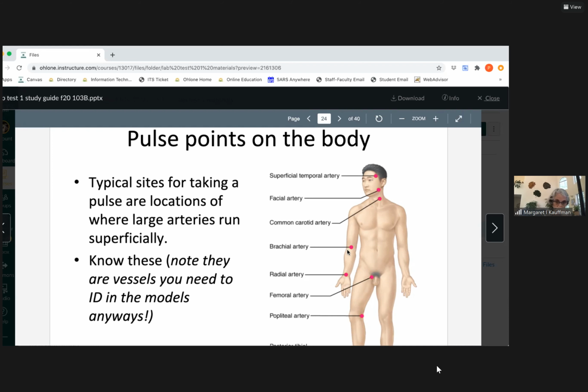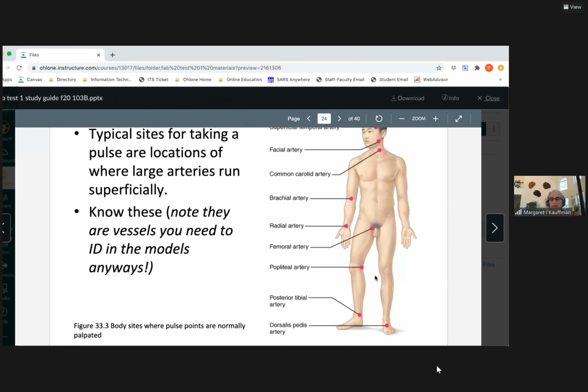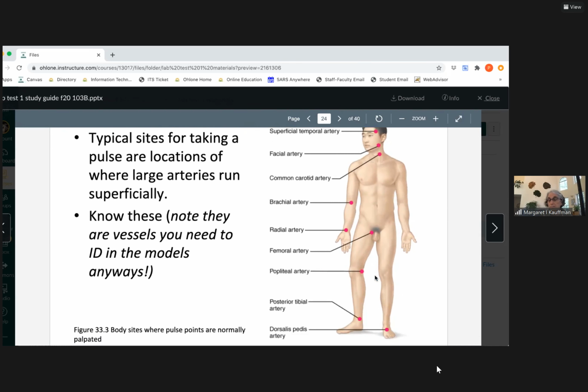Also, you might want to learn how to take a brachial pulse, and we'll talk about how to do that, because in order to set up the sphygmomanometer properly, you have to be able to palpate or feel for this brachial pulse. So I do ask you to learn these. Now, the good news is every single one of these is on your list of blood vessels. You've got to learn them anyway.